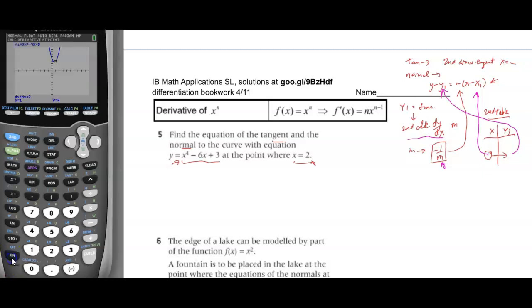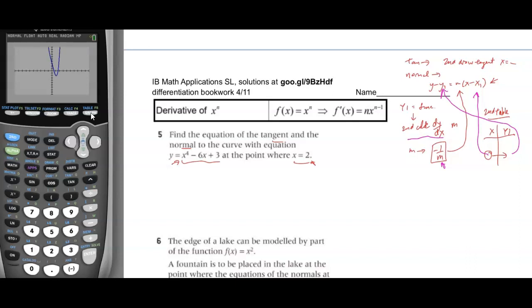Turn on the calculator. And first thing I'm going to do in the calculator is type the function in the calculator. We're going to do the tangent. They asked for the tangent. So let's do the tangent first, because the tangent is much easier. So we put x to the 4th minus 6x plus 3. So we put it in the calculator, plus 3. Then we graph. Okay, maybe it doesn't even show up.